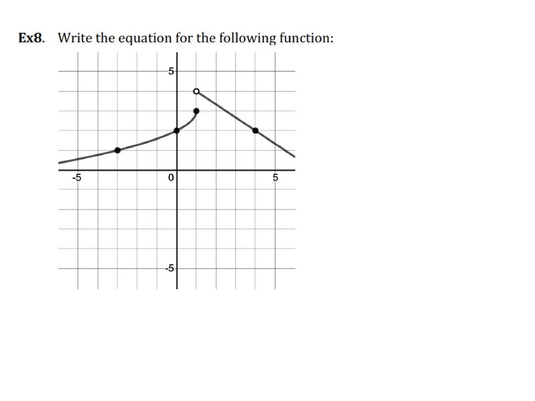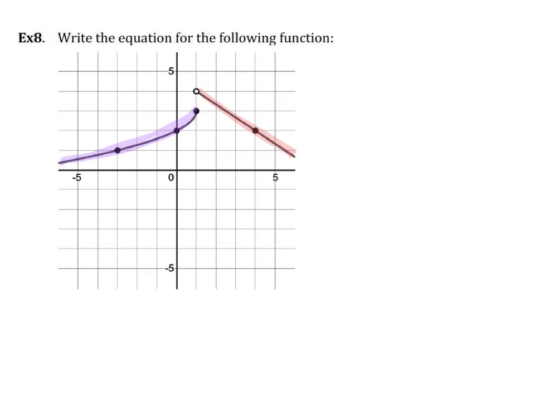Okay, we're almost done. Example 8, same idea. Write the equation for the following function. I'm going to color coordinate. I'm going to make a purple section that looks like a square root to me that's been flipped upside down. It's been reflected over the x-axis. And then I'm going to do this one, color coordinate. This one looks like an equation of a line.